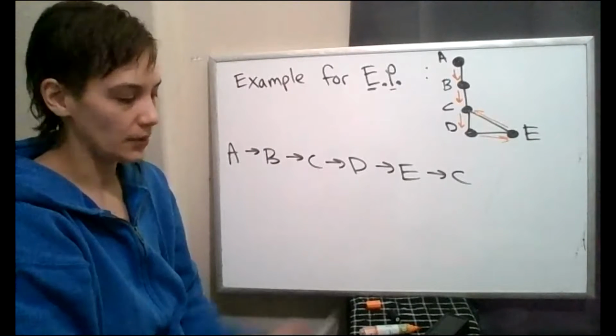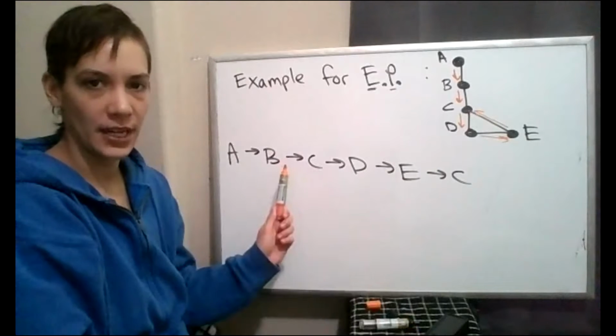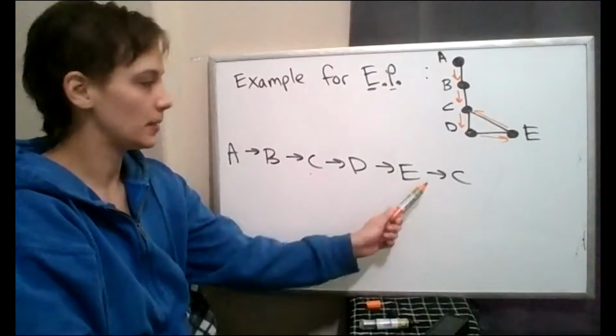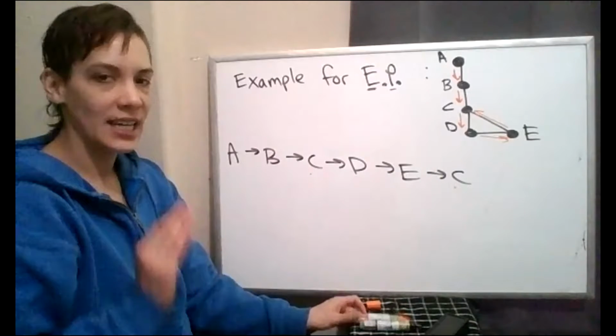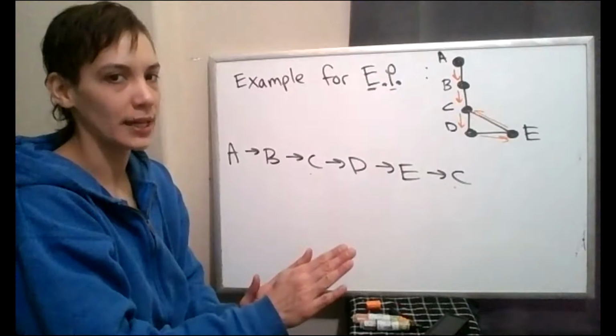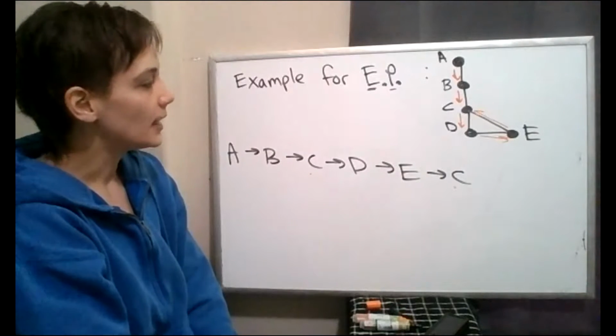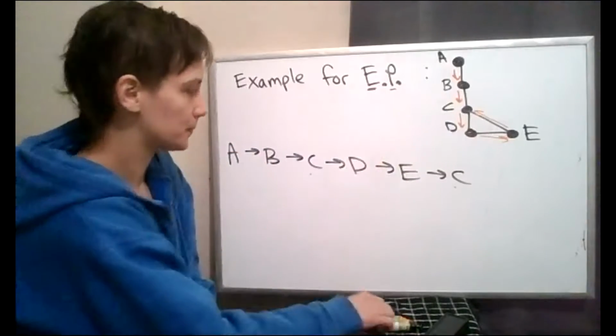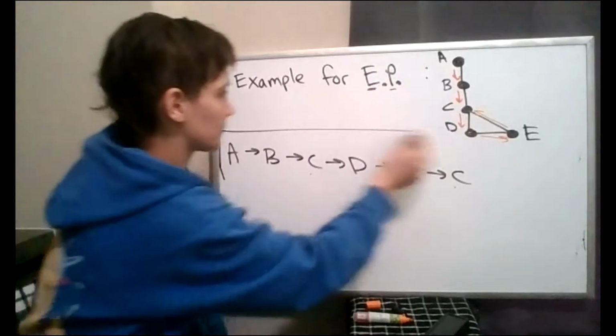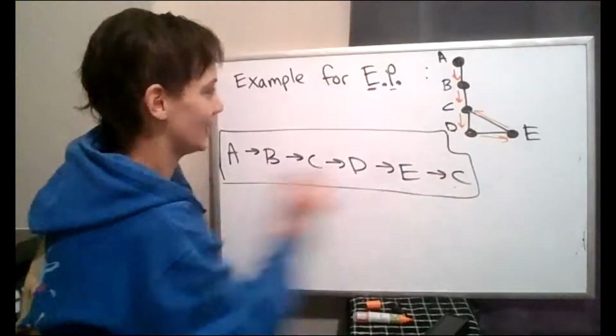So I want to point out that I reused that vertex C. It shows up here and it shows up here, but that's okay. I can revisit a vertex. I just can't go over the same edge more than one time. And I was able to get through every single edge, so I got my Euler path.